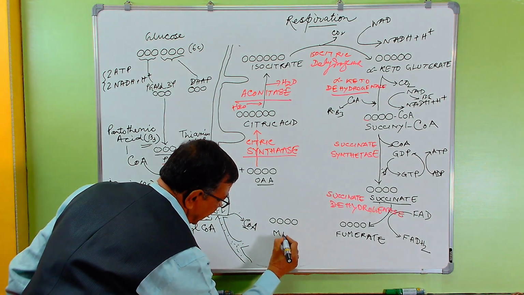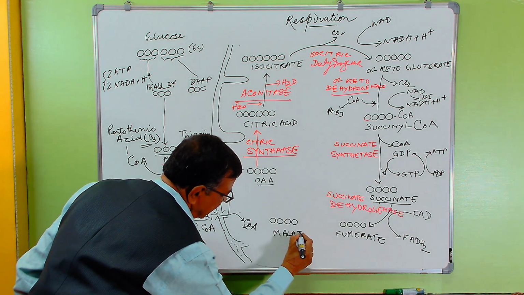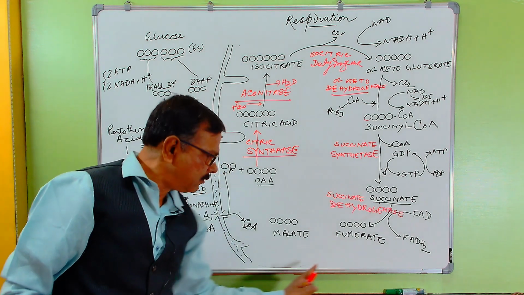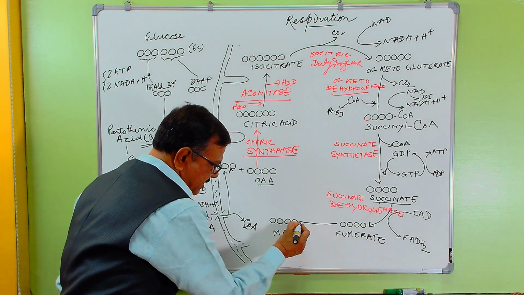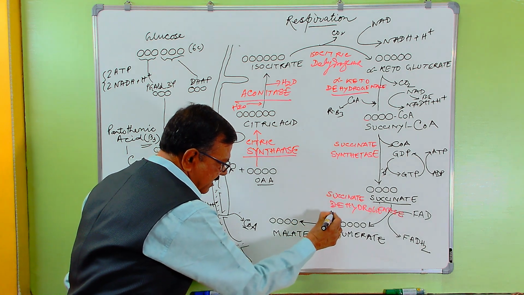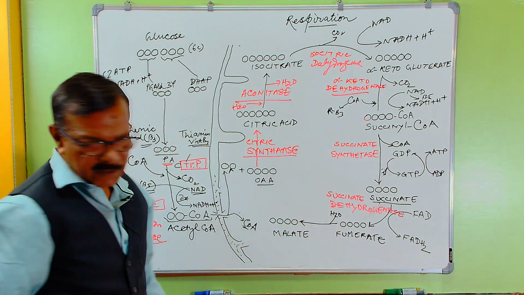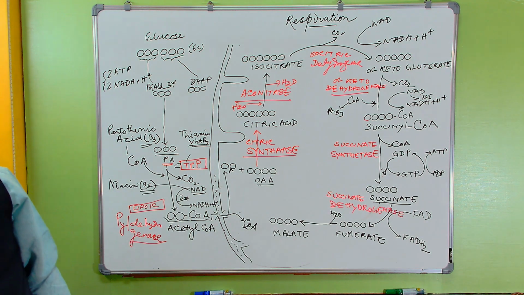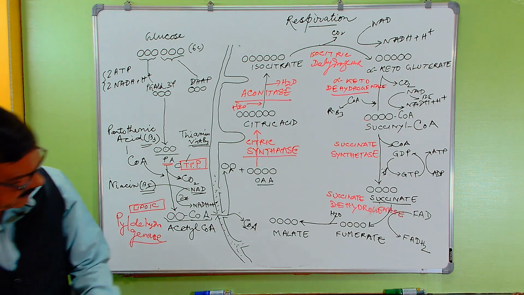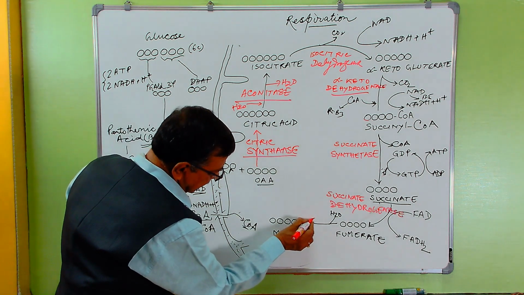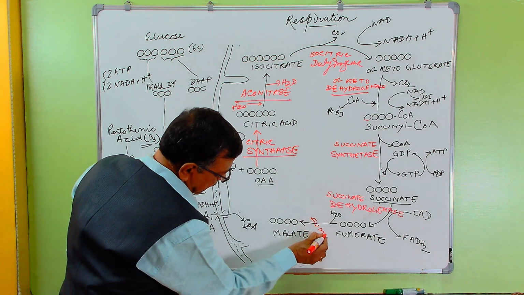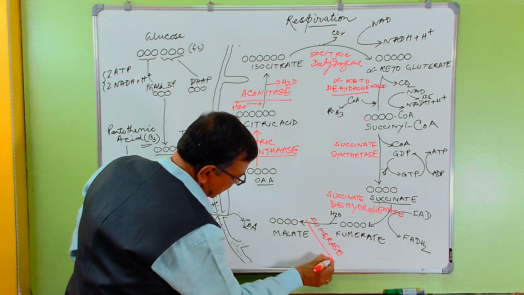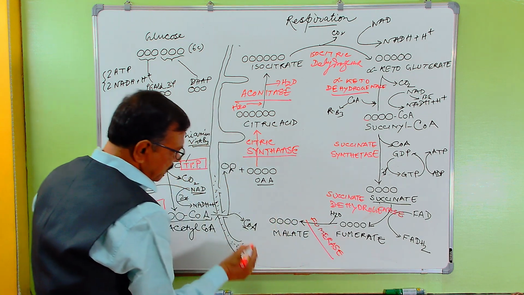Fumarate will produce malate, or malic acid. Fumaric acid to malic acid, or fumarate to malate. Here a little bit of water, H2O, is required. The fumarase enzyme helps in the conversion of fumaric acid to malic acid.